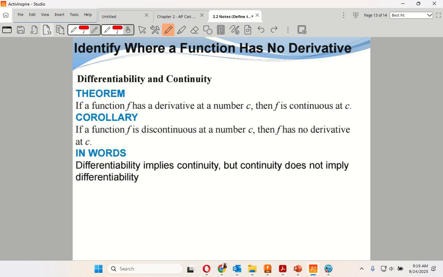Anyway, if a function has a derivative at a number c, then it's continuous at c. Corollary, which is the inverse of that: if a function is discontinuous at number c, then it has no derivative. So looking at it backwards, if the function has a derivative, if I could take a derivative, then it must have been continuous. But the inverse of that is, if it's discontinuous, I already know that it has no derivative at that point.